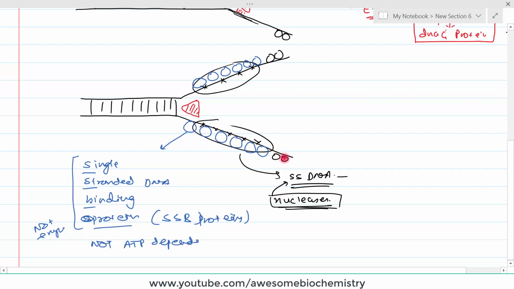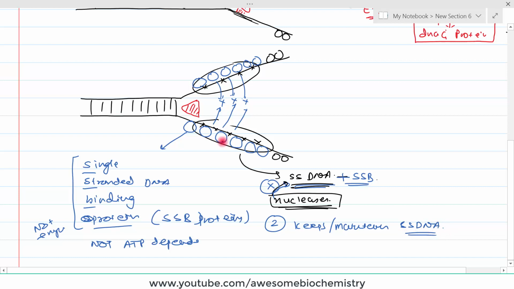Once the single stranded DNA is bound with the SSB proteins, nuclease will not be able to act on the single stranded DNA. So the first function is to prevent attack of nuclease on the single stranded DNA. The second is that it also prevents re-annealing, the re-base pairing of both single strands. It helps to maintain single stranded DNA, right? So these are the two important problems, and they are being solved by the single stranded DNA binding proteins.